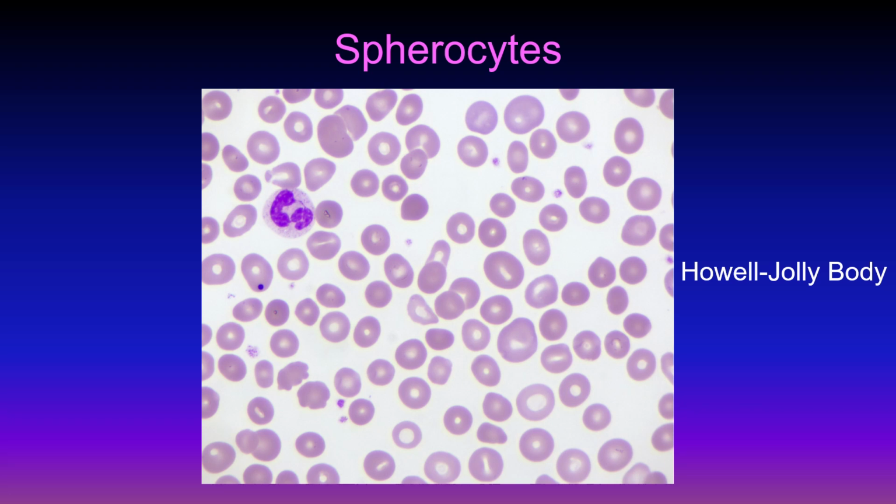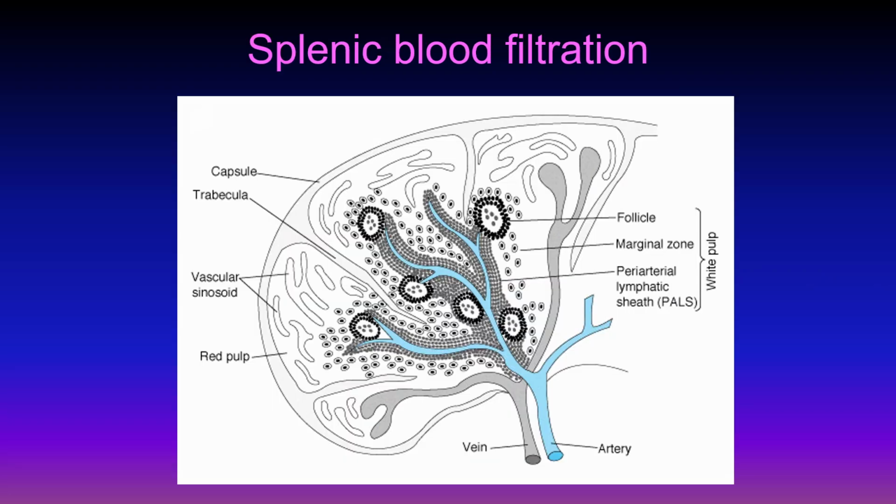Now, we talk a lot about the spleen. This is a nifty organ that we all have, or if you have had it taken out, you don't have this, but blood flows in by the arteries.